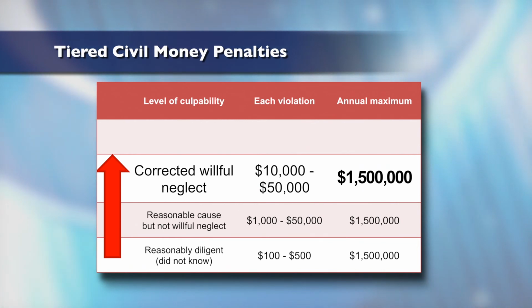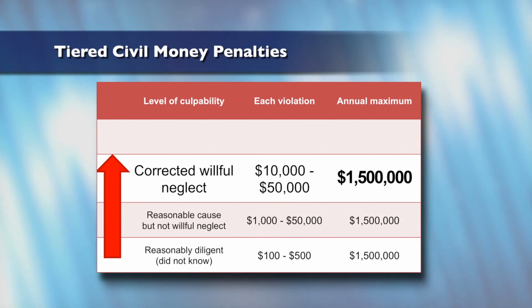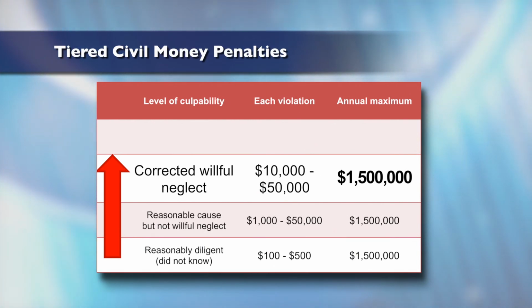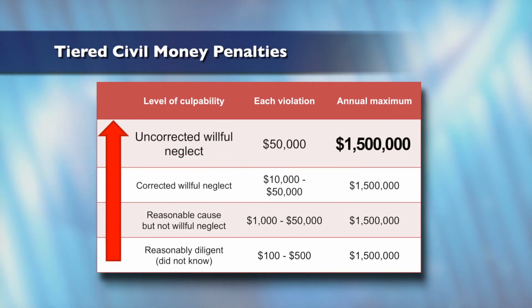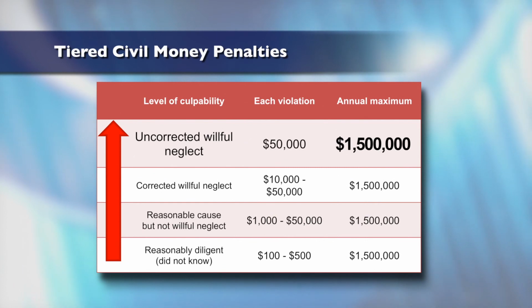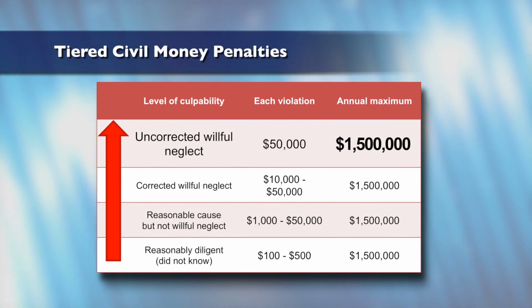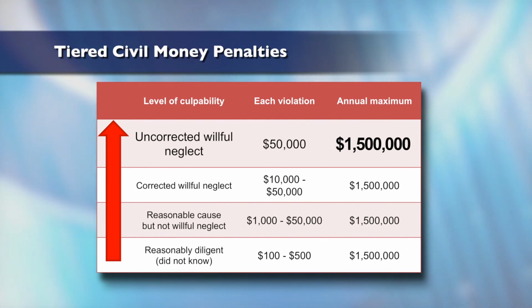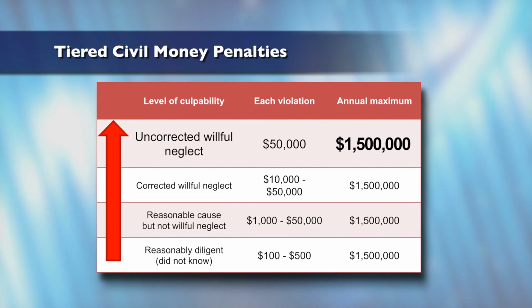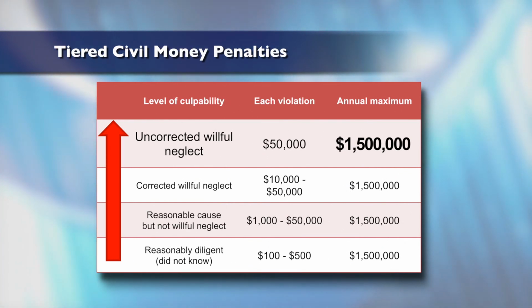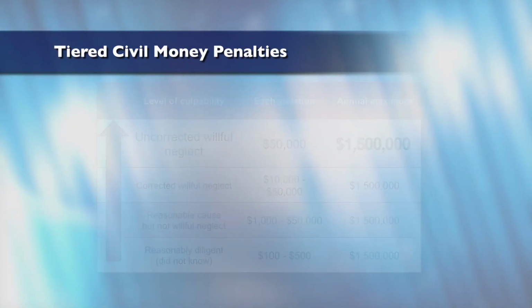The third level involves willful neglect that's corrected in time. And if you're involved in a willful neglect situation, you want to correct it as quickly as possible so you can take advantage of the lesser fines here of $10,000 to $50,000 with an annual maximum of $1,500,000. And then finally, in talking about tiered civil money penalties, is the highest level of culpability, uncorrected willful neglect. And this is, of course, the highest and worst situation to be in because there's no minimum violation fine. It is $50,000 with an annual maximum of $1,500,000.